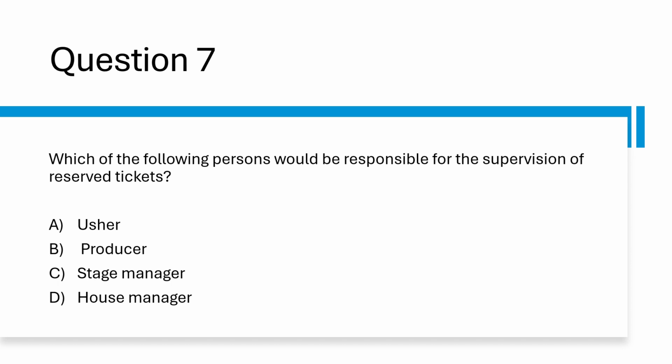Now the house manager, as part of the responsibility, is also responsible for the box office and the ushers and all the things that happen within the front of house. Therefore, of the 4 persons here, the individual who would be responsible for reserved tickets would be the house manager. And so our response would be D.